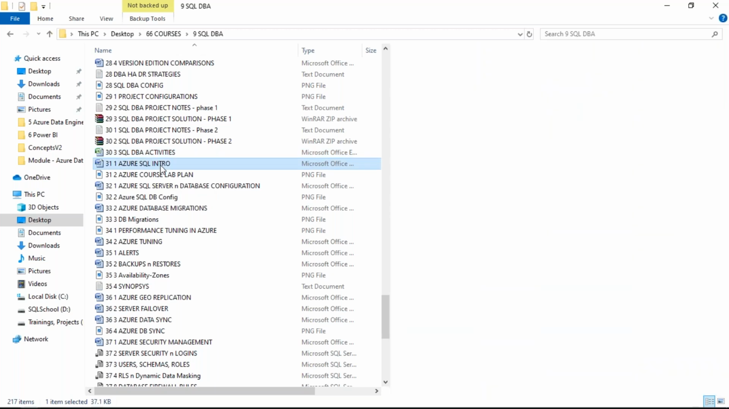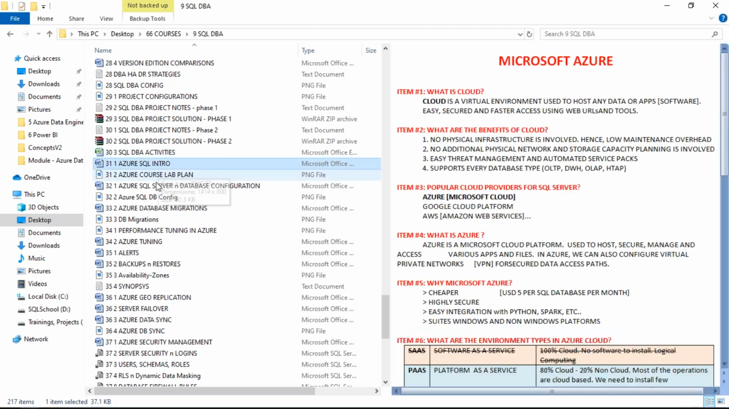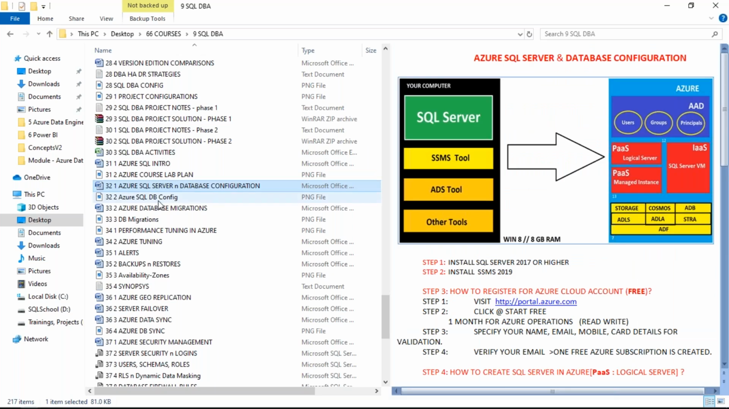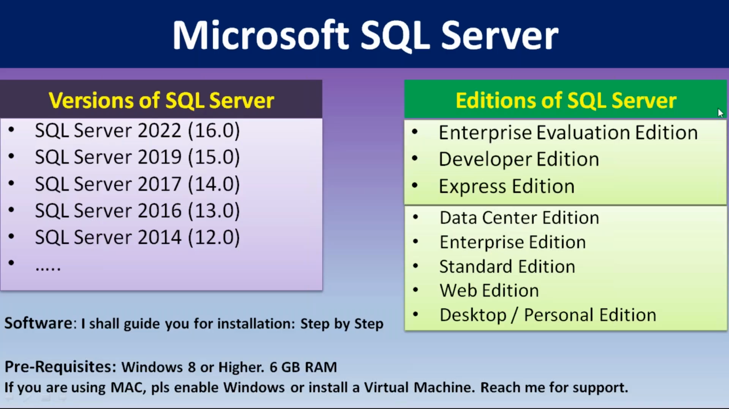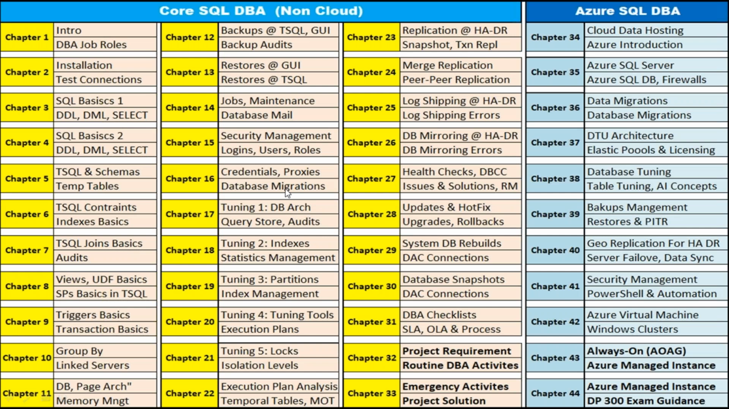Even Azure, a good amount of cloud concepts, migrations, and comparisons, cloud versus non-cloud comparisons, are part of our classes. We'll take it from scratch, right from the very basics, and do let me know for doubts, clarifications, if any. So first 33 chapters are common for everyone, a 6 weeks journey, Monday to Friday. Then comes Azure DBA activities for experienced participants for another 4 weeks.